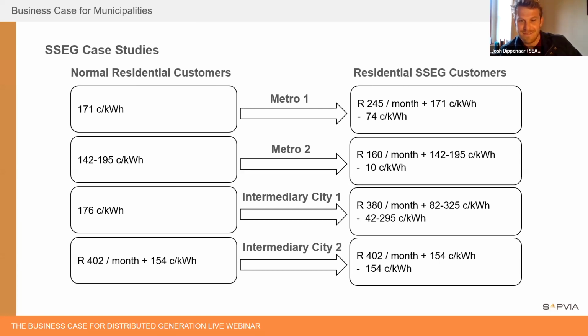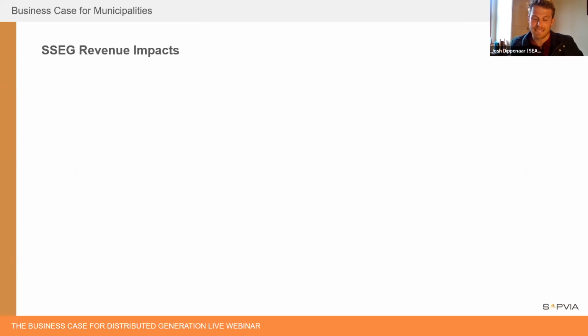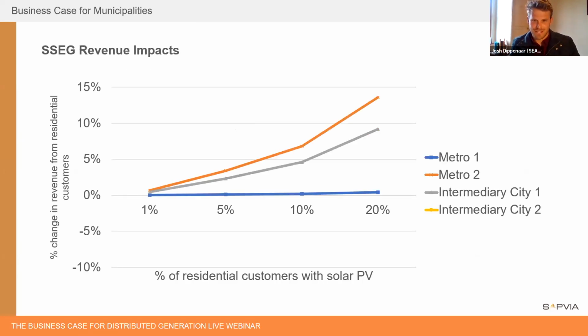And then intermediary city 2 has a really high basic charge for normal customers, and that basic charge stays the same for SSEG customers. I've got to skim over it because I don't want to eat into my colleagues' time. But basically, there are these 4 case studies, and the next slide summarizes the impacts and what we're trying to say.